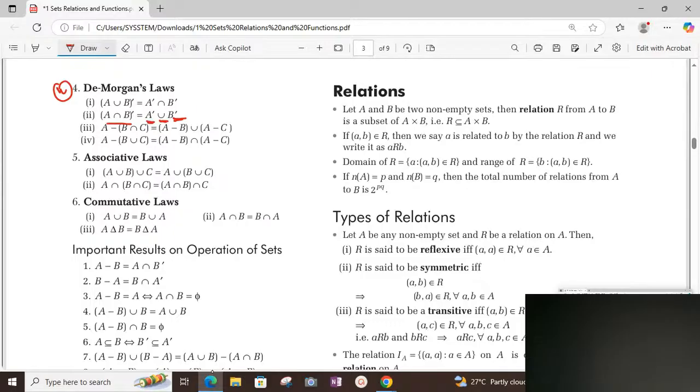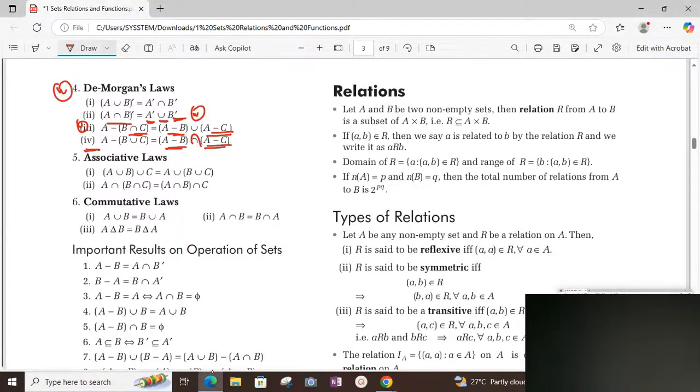Let's see the next property of De Morgan's law, which is A minus (B intersection C) equals (A minus B) union (A minus C). And A minus (B union C) equals (A minus B) intersection (A minus C). So these are the difference of set A and the union of B and C.